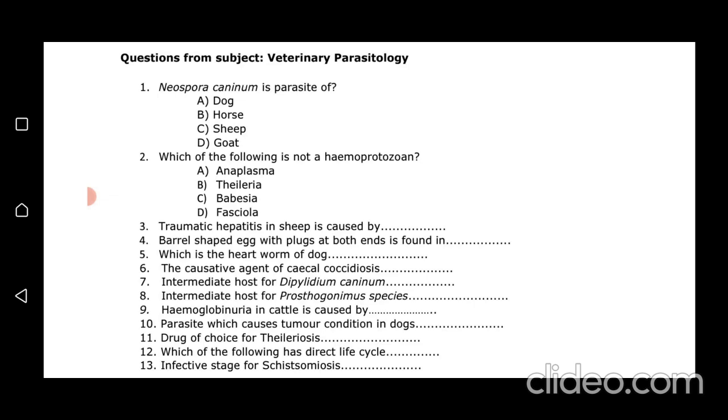Drug of choice for theileriosis is Buparvaquone. Which of the following has direct life cycle? Ascarids. Infective stage of schistosomiasis is cercaria.